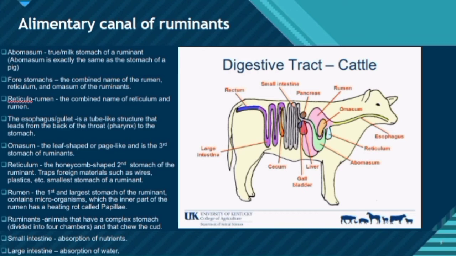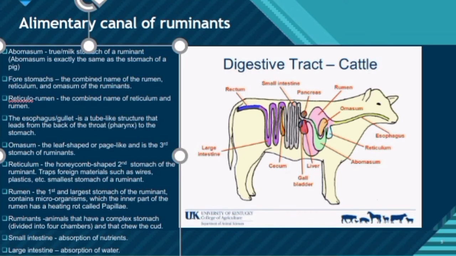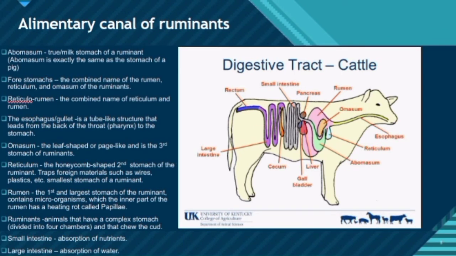The esophagus, remember, it's a what? The esophagus is a gullet, a true tube-like structure that leads from the back of the throat, the pharynx, to the stomach, right? So it's where the food passes, a bowl of food called bolus passes.